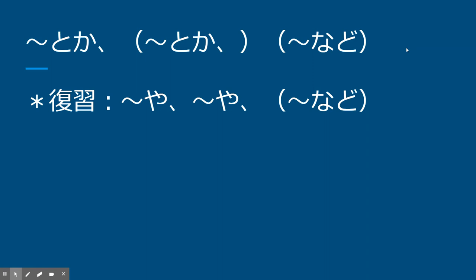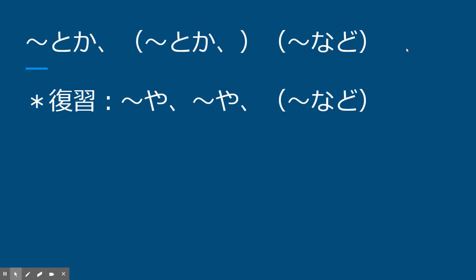Next form is things such as. Remember that? When we use ya, noun ya, noun ya, noun, and then end it with nado. So, for example, we can say, watashi wa ringo ya, ichigo ya, mikan nado ga daisuki desu. Watashi wa inu ya, neko ya, usagi ga suki desu. Nado is not necessarily required, but it is included in this.